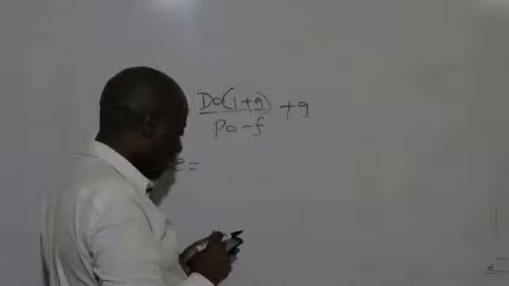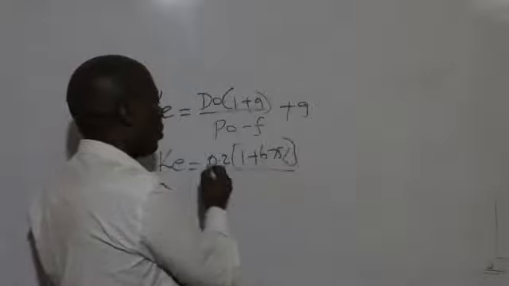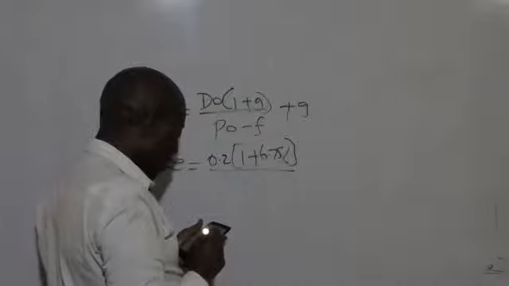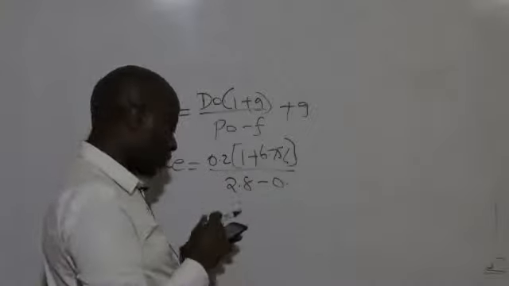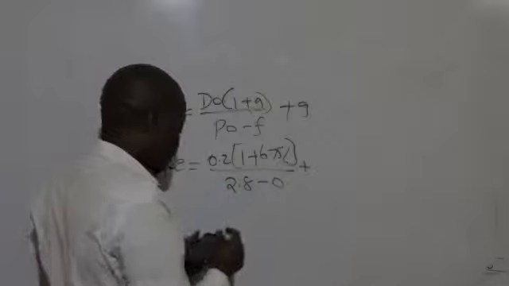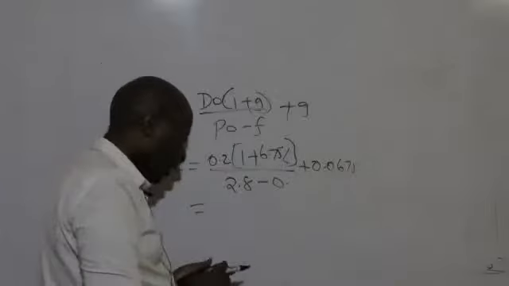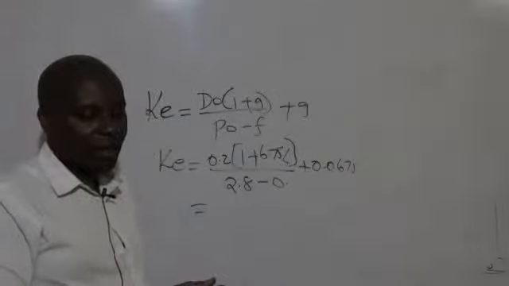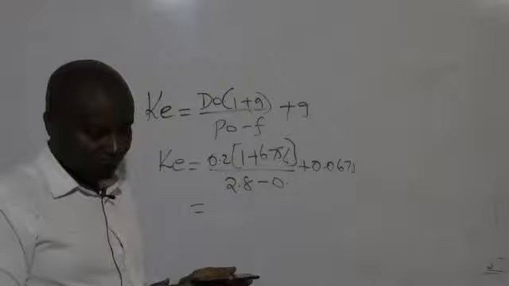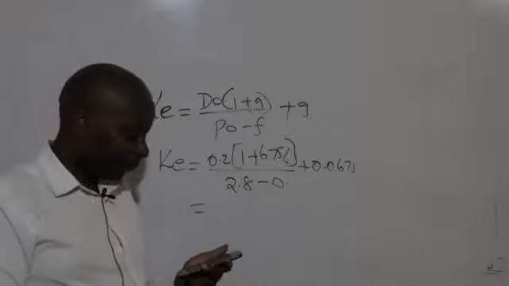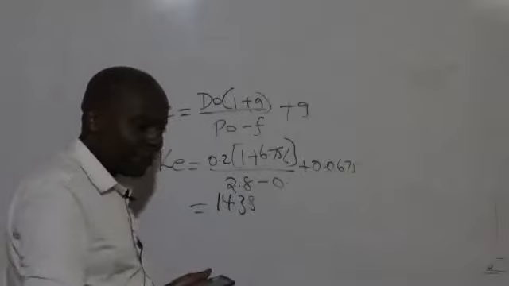Market value is 2.8, dividend is 0.2. So 0.2 into 1 plus 6.75%, all over P0, which is 2.8. There's nothing like flotation in this question. Ladies and gentlemen, plus our growth rate. Our growth rate is this 6.75%, which is the same as 0.0675. So would you kindly give us an answer at the end of the day? What do we have here? 14.38. Is there anybody who got this answer much earlier?